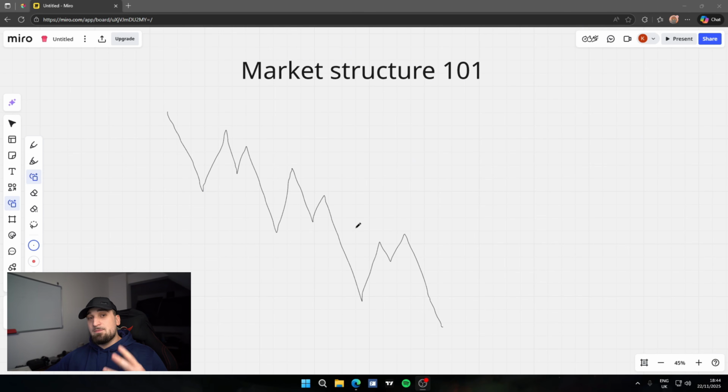So market structure is made up of two main components. You have the complex pullback and you have the main push. The main push is the push that the market's making in the direction of where price wants to go. So maybe with the trend. The complex pullback is that retracement that's going against the trend to maybe fill an imbalance, come to a zone, take some more liquidity before pushing in the right direction.